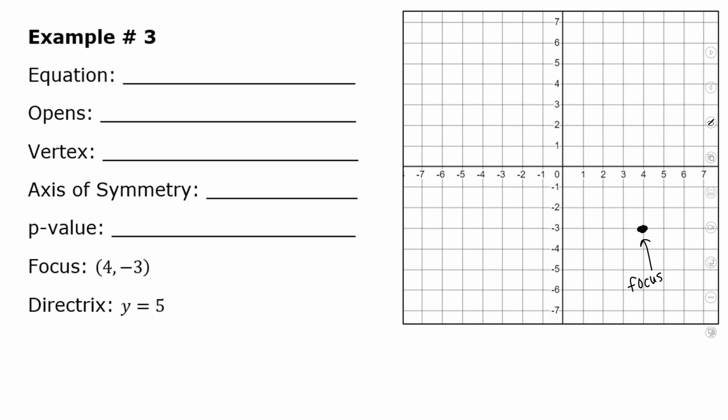I'm going to go ahead and label my x and y axis. This is the x-axis. This is the y-axis. So y at 5 is right here. So I'm going to draw a line that goes through 5 on the y-axis. And this is my directrix. Now, guys, where do you think my vertex should go?